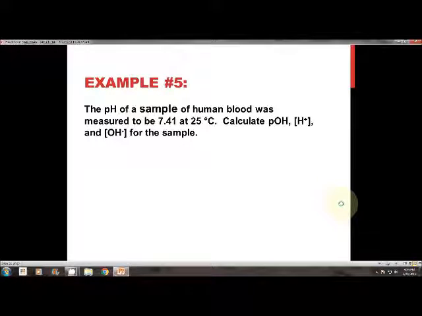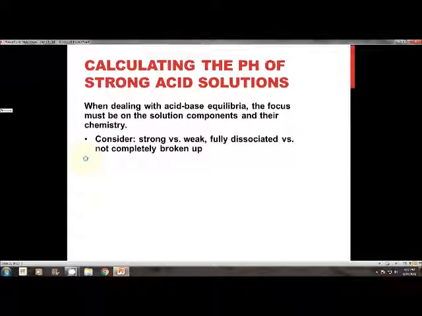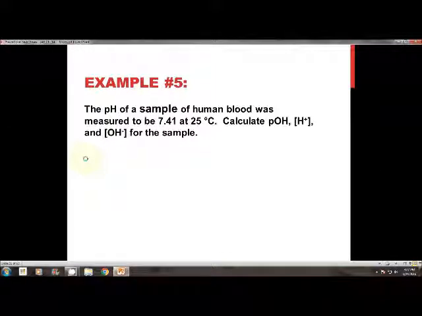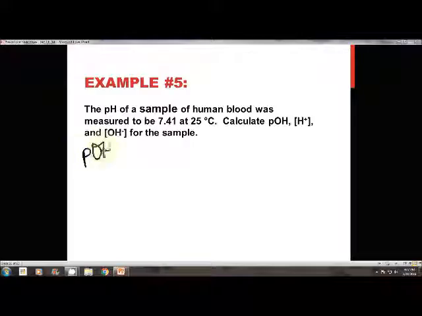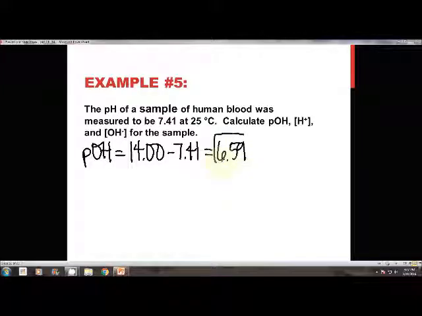For example 5, the pH of a sample of human blood was measured to be 7.41 at 25 degrees Celsius. We need the pOH, the H plus concentration, and the OH minus concentration for the sample. Since I have the pH, I'm going to subtract from 14 to get the pOH. So the pOH will be 14 minus our 7.41, and when you subtract, you get 6.59. So that's one of our answers that we need.